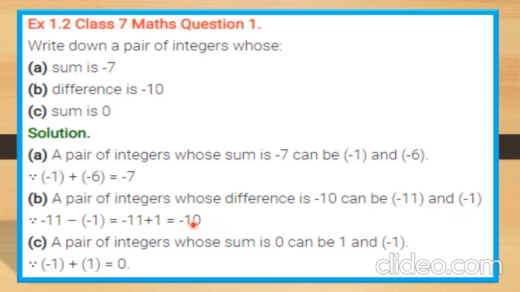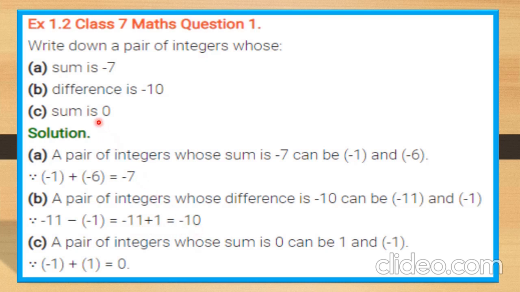So how do you get -10? Here you see, from -11 you subtract -1. So when we subtract, this minus and this minus becomes plus. So -11 plus 1. One is minus and one is plus, which means subtract and put the greater sign. So the answer you get is -10.